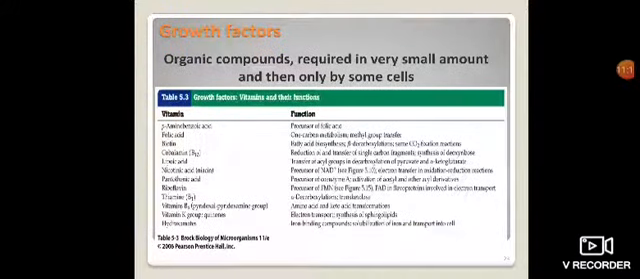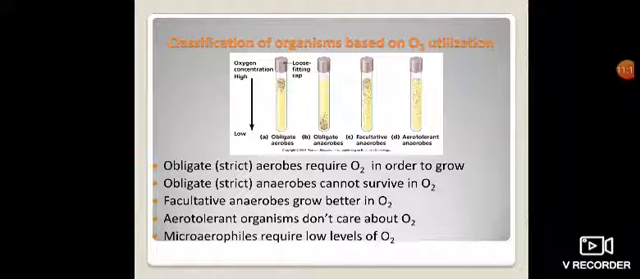Okay, so here is the classification of organisms based on oxygen utilization. Here we are concentrating on those microorganisms that survive in the situation of utilizing oxygen, and there are again a number of microorganisms that survive without the presence of oxygen, or in the presence of oxygen the microorganism can't survive. So the classification of microorganisms is on the basis of oxygen utilization.